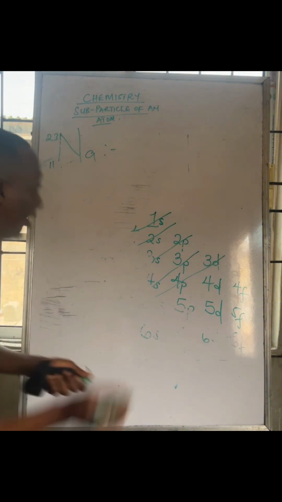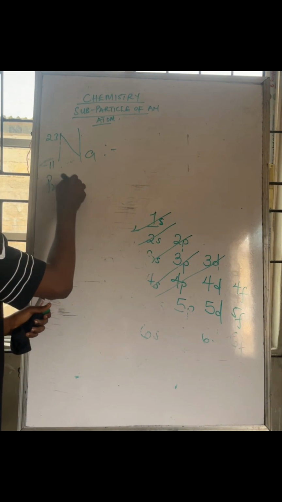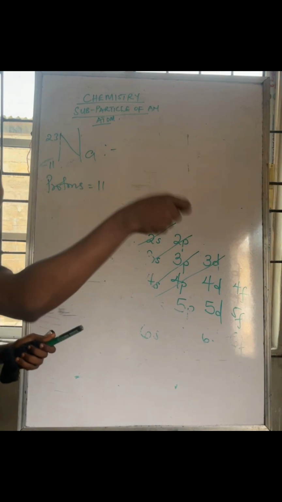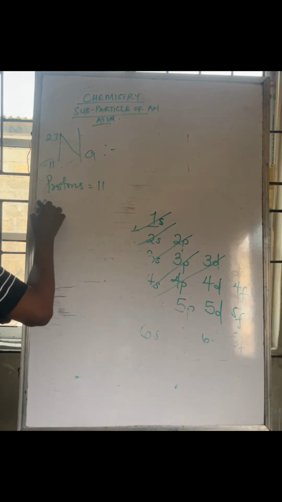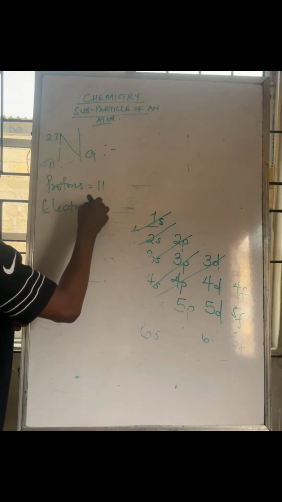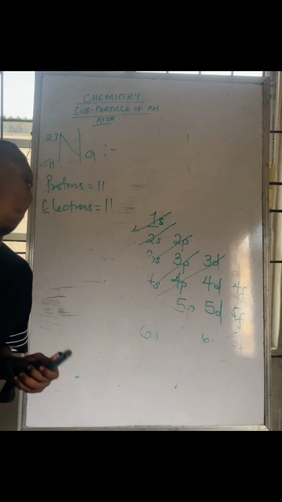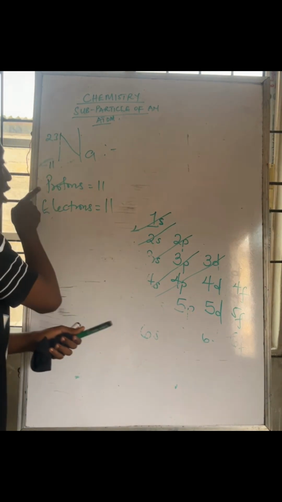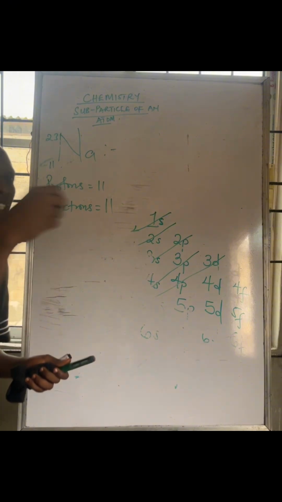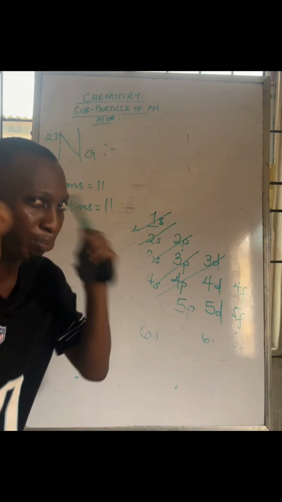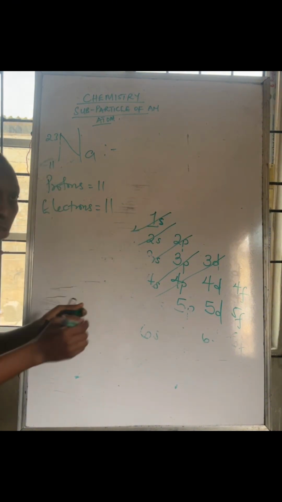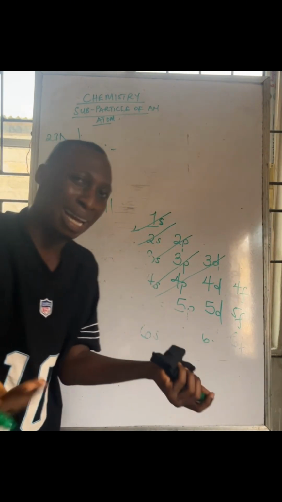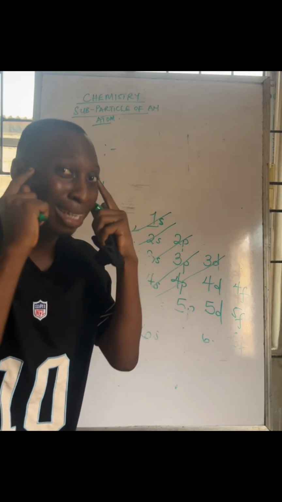The idea is how many protons are there? 11 protons. Atomic number is the number of protons. How many electrons are there? 11 electrons. The rule is for an electrically neutral atom, the number of protons equals the number of electrons. Simple. The idea is what do I mean by electrical neutrality? Or when you say an element is electrically neutral, listen.